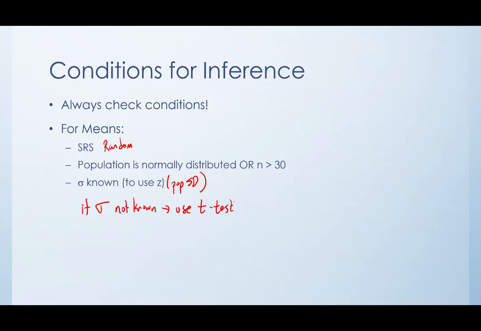Very simple decision for us, right? So long as it's a random sample, a normal population, or a big enough sample size, at least 30, we're either using a z-test if we know the population standard deviation, or a t-test if we don't. Okay.